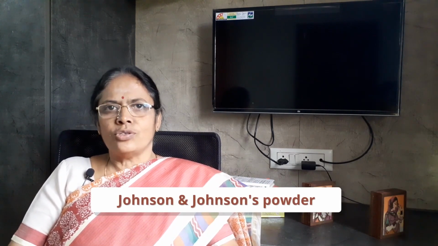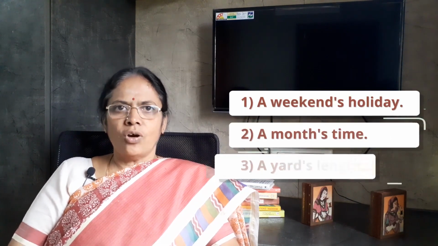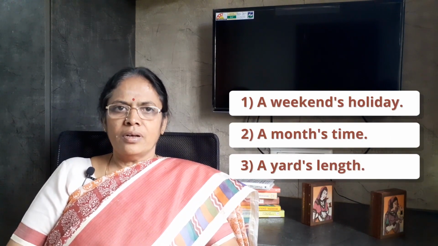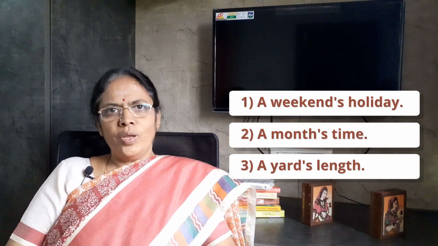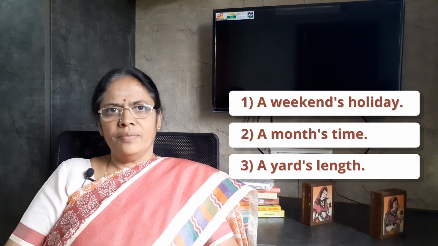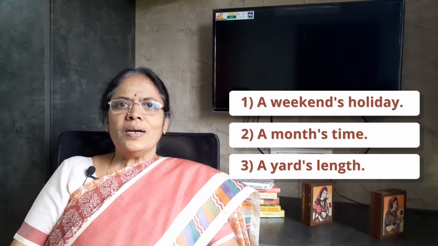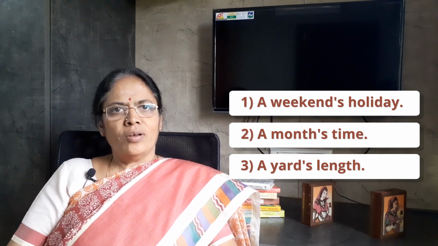And going to number 4, apostrophe s is always used after long titles for certain products like Johnson & Johnson's powder and so on. Sometimes the apostrophe s is used to denote a period of time, measurement, etc. For example, a weekend's holiday, a month's time, a yard's length, etc. When you use them in sentences: I went to my native on a weekend's holiday. This project is to be completed in a month's time, and so on.